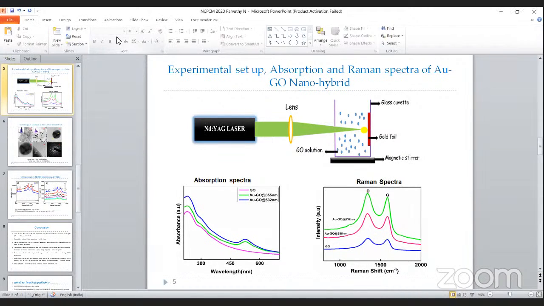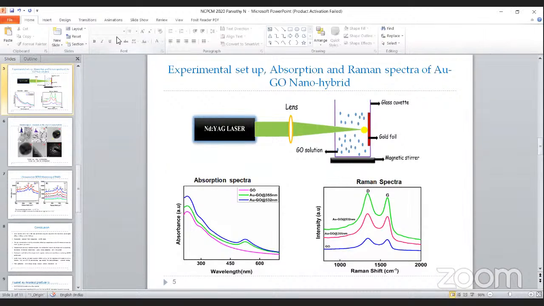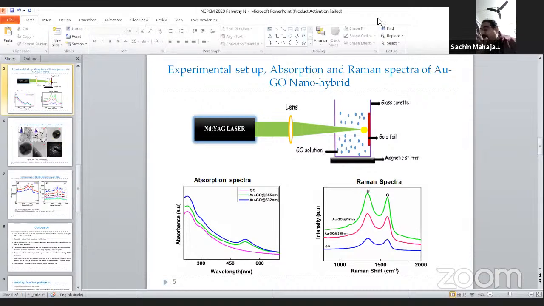Sir, in the Raman spectrum, what do you want to ask? You have shown two peaks, D and G. Yes, sir. D and G bands. So this is due to the graphene or mixed with some gold.